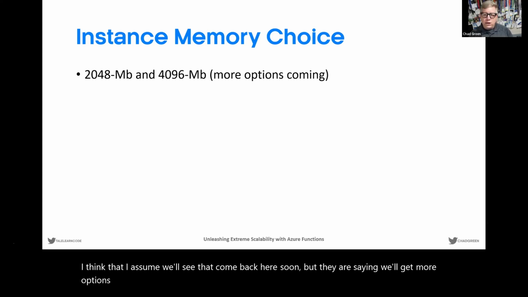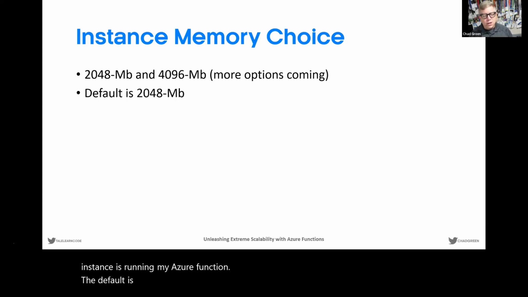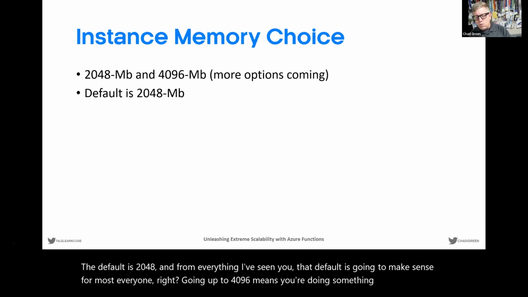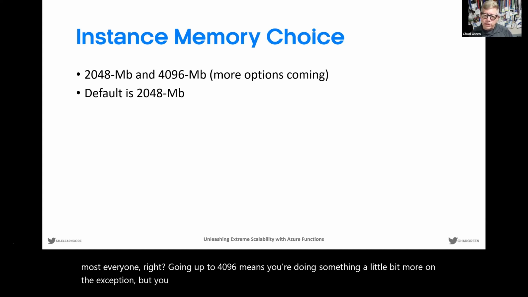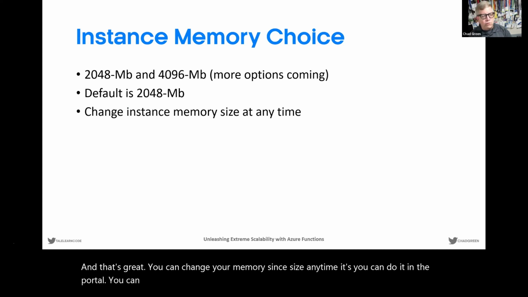I assume we'll see that come back here soon, but they are saying we'll get more options. The idea here is specifying how much memory I'm allocating to each instance that is running my Azure function. The default is 2048, and from everything I've seen, that default is going to make sense for almost everyone. Going up to 4096 means you're doing something a little more exceptional, but you have that capability, and that's great. You can change your memory instance size anytime, in the portal, or through the CLI, which is how I normally do it, and it's very easy.